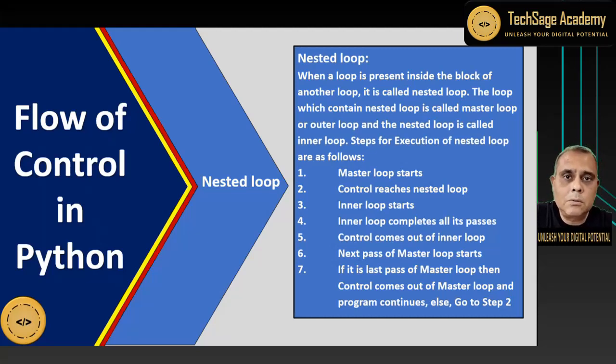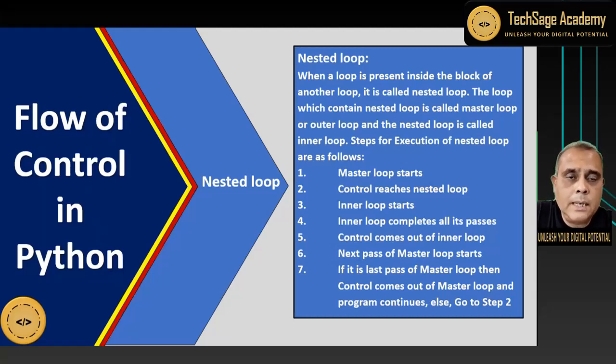The control goes to the inner loop. And again, the inner loop will complete all its passes. The inner loop will terminate. The incrementation will take place in the master loop, or if it is a for loop, incrementation will take place in the header. Again, if the condition is true or if it is inside the range, the control goes inside the master loop. The statements execute. Control goes to the inner loop. Again, the inner loop completes all its passes.